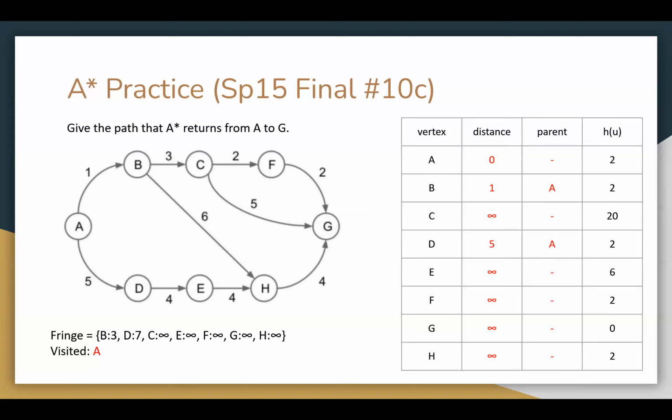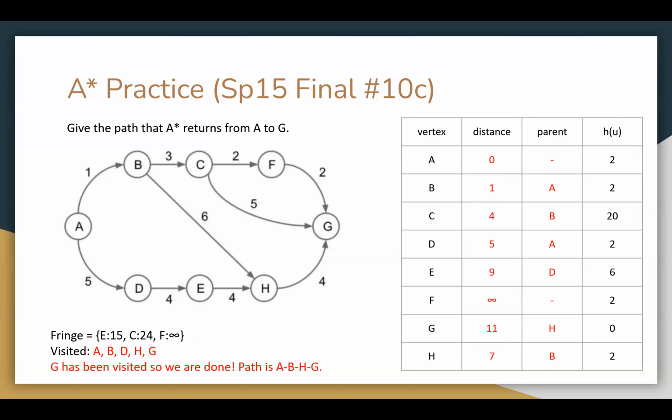And then we continue this. We see that B has the highest priority in our min priority queue because its distance is the lowest. So we pop it off. And we once again update the values of the neighbors of B. So B has edges going to C and H. So these values get updated and put into our fringe. And then next we visit D, and then we continually repeat this, D, H, and G.